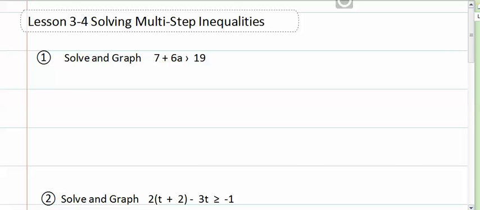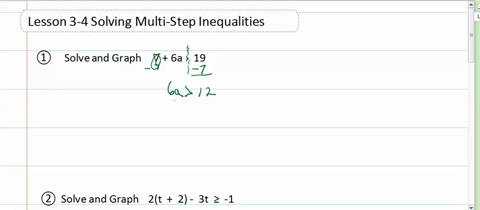Okay, the first thing that you're going to do is we want to get the a's on one side, numbers on the other. So here is my wall. What do we have connected to the a? The 6a has a 7, so it's a positive, so I'm going to subtract 7 from both sides. This becomes 0, it's gone. We still have 6a. We keep our inequality sign. 19 minus 7 is 12.